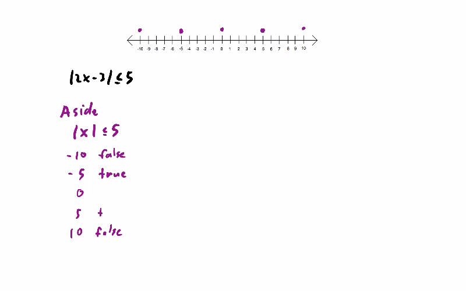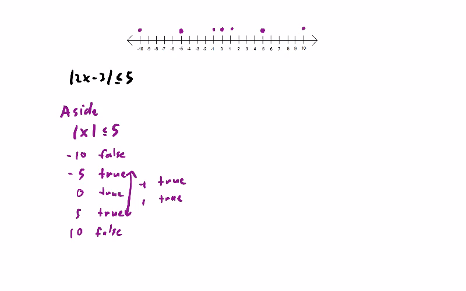5 makes the statement true as well. 0 is clearly less than or equal to 5, so that would make the statement true. So it appears that we have a true region in here. Let's consider two other points, -1 and 1, in that region, and see what they do. If I take the absolute value of -1, I have 1, which is less than 5. So -1 makes this true, and 1 is clearly less than 5, so that makes the statement true.